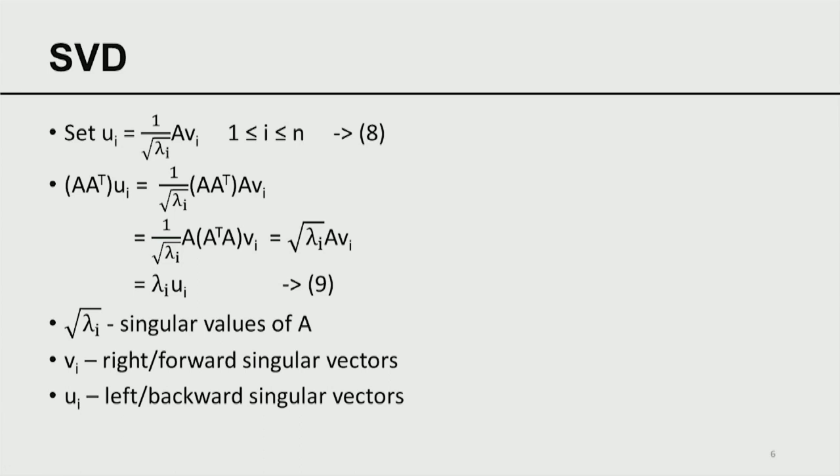Now I'm going to define a new vector u_i, which is equal to 1 over lambda. I'm using the similar formalism as we did in the SVD. The only difference is earlier we defined SVD in the context of matrix H, which is rectangular. Now I'm talking SVD within the context of the matrix A, which is square.